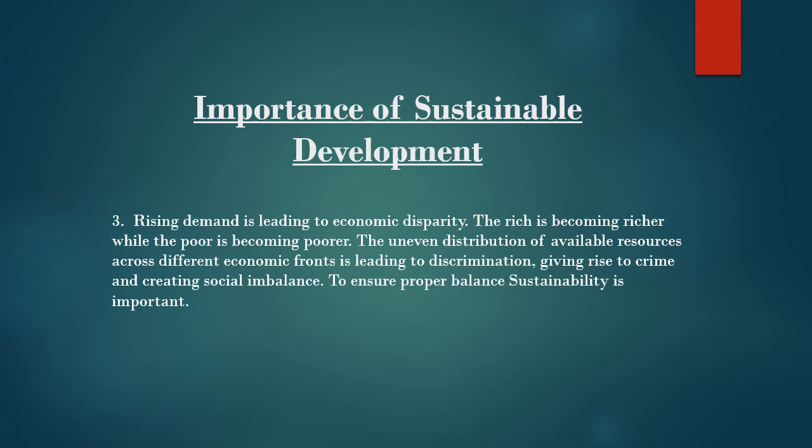Next, rising demand and price hikes of resources are leading to economic disparity. The rich are becoming richer while the poor are becoming poorer. The uneven distribution of available resources across different economic fronts is leading to discrimination, giving rise to crime and creating social imbalance. So sustainable development is very important to maintain a proper balance.